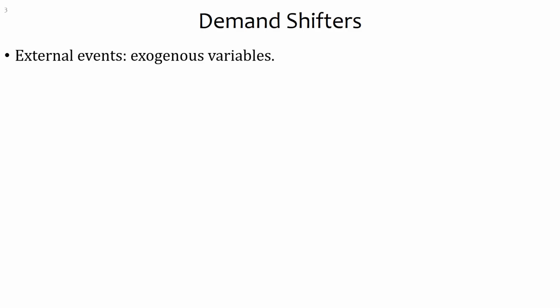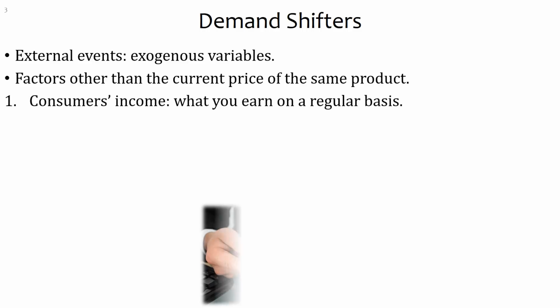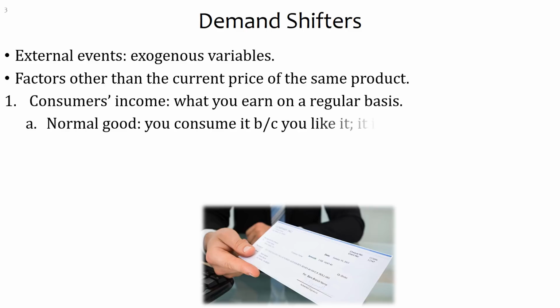Basically, demand shifters are external events, exogenous variables. So things that happen elsewhere and that affect the market that we're talking about. These are factors other than the current price of the same product. Okay, so that's a good way of summarizing what demand shifters are, anything other than the current price. So the first thing is the consumer's income, which is what you earn on a regular basis. So that's your paycheck.